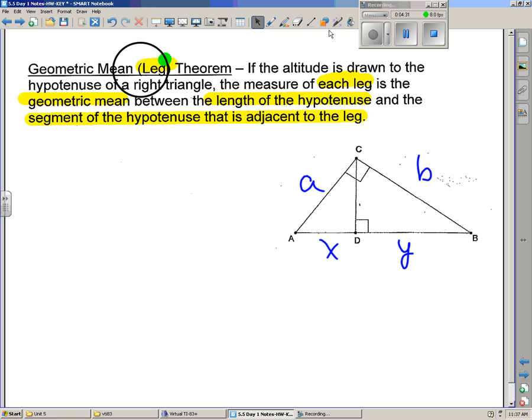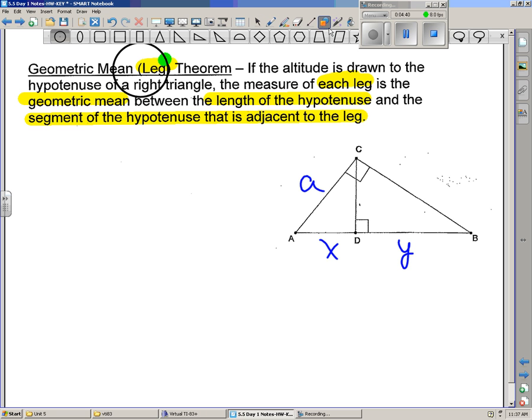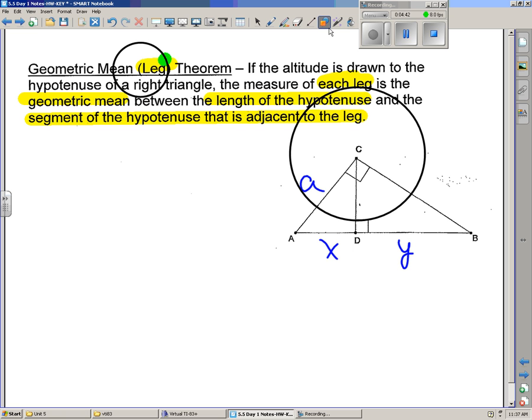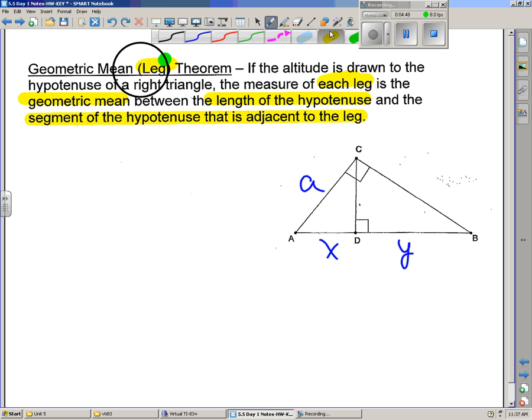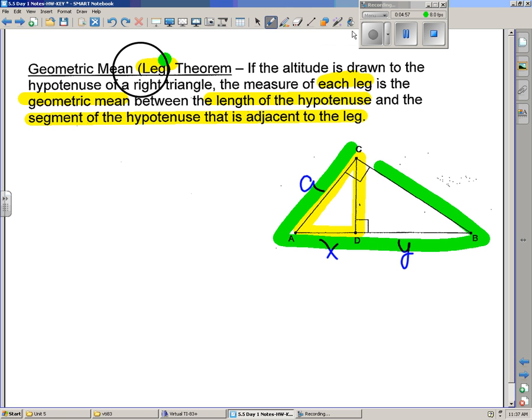Actually, I'm going to erase B for a second. If I just keep leg A, I see that leg A is a part of two triangles. Leg A is a part of this small triangle, and leg A is also a part of this big triangle. So we've got two triangles that we're working with.